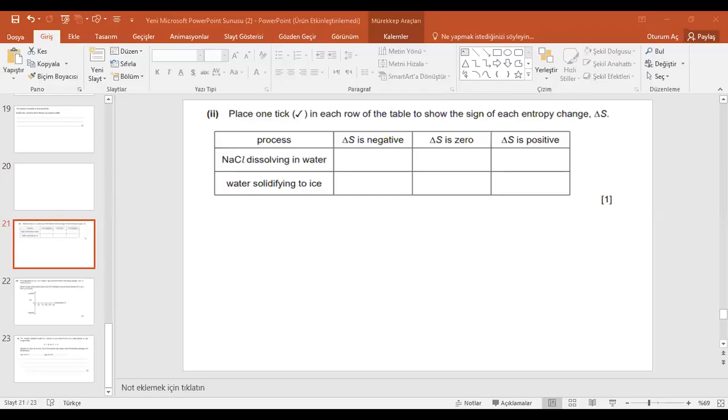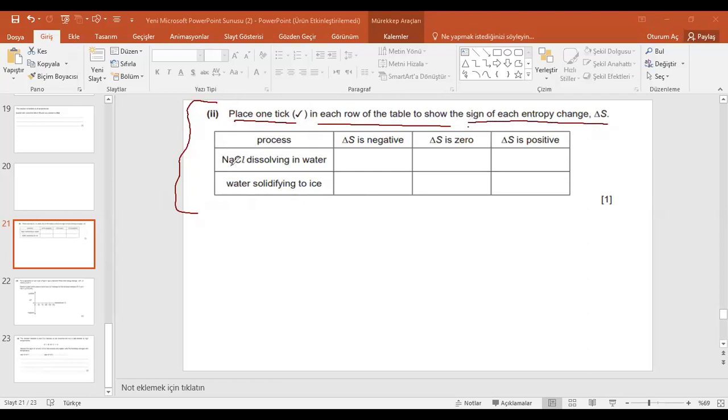Welcome everyone. In this video, we will continue solving questions related to the entropy topic. So here we have another question. Stop the video and have a look. Place one tick in each row of the table to show the sign of each entropy change.